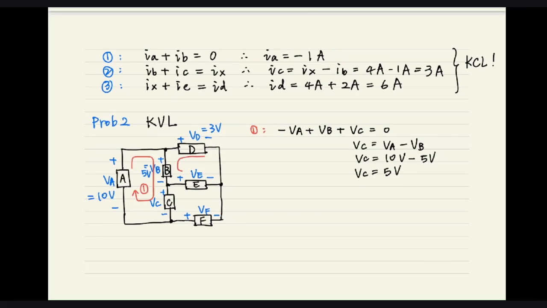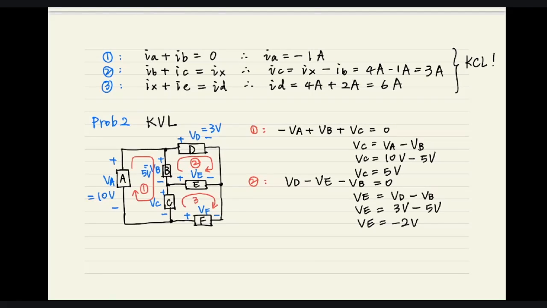And for the second loop, going through B, D, and E, you can see that VD minus VE minus VB equals 0. And VE equals VD minus VB, 3 volts minus 5 volts. We can see VE equals minus 2 volts, right? As we already know VC and VE, the rest of the voltages will be feasible to solve.